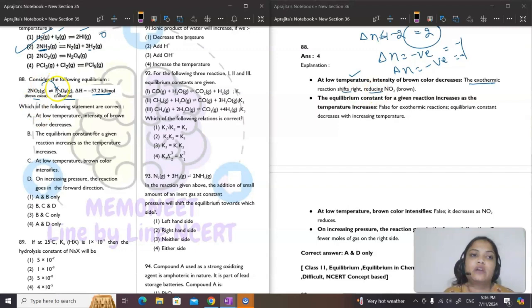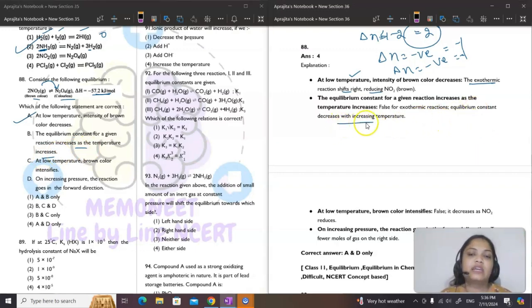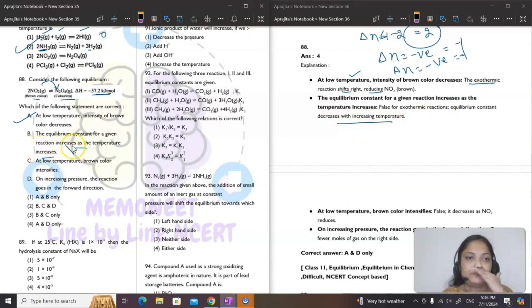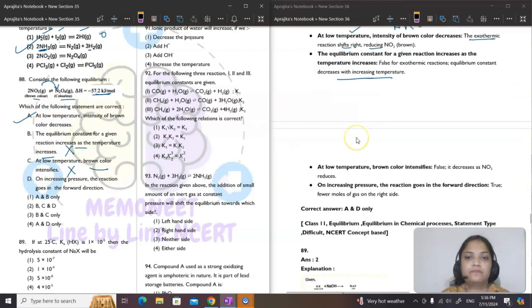Which means if it shifts to the right, the density of brown color will decrease. This is true. Next, equilibrium constant for a given reaction increases as the temperature increases, because equilibrium constant for exothermic reactions decreases with increasing temperature. So this is not true. At low temperature, brown color intensifies. This is wrong. Just now we have seen that at low temperature brown color will reduce.